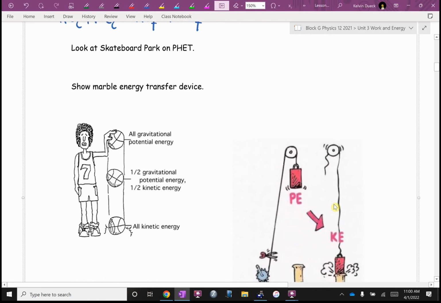I have a marble energy transfer device. Aiden, could you... Oh, Aiden's away today. Oh, Aiden, if you were here today, I totally would have let you play with the marble energy transfer device. It's so sad that you're not here, Aiden.